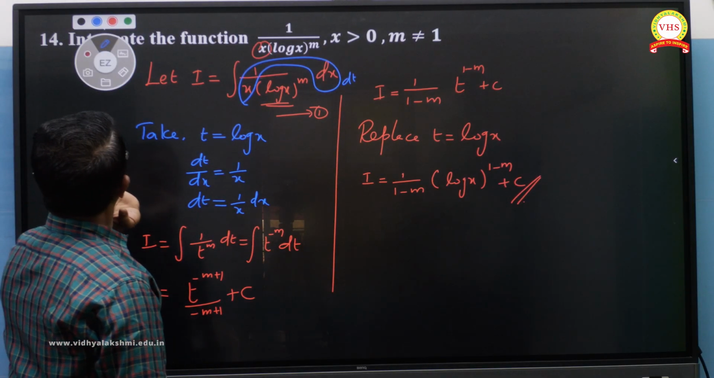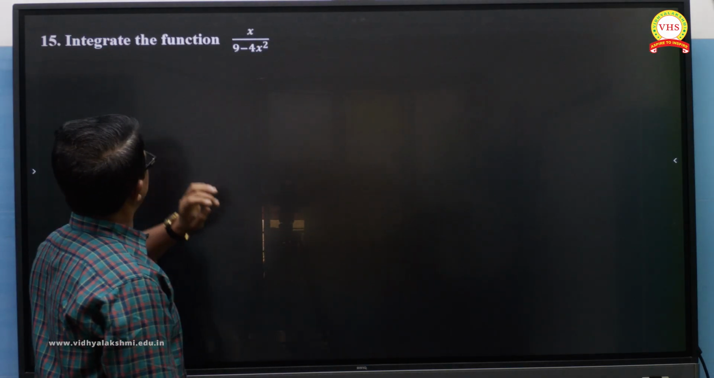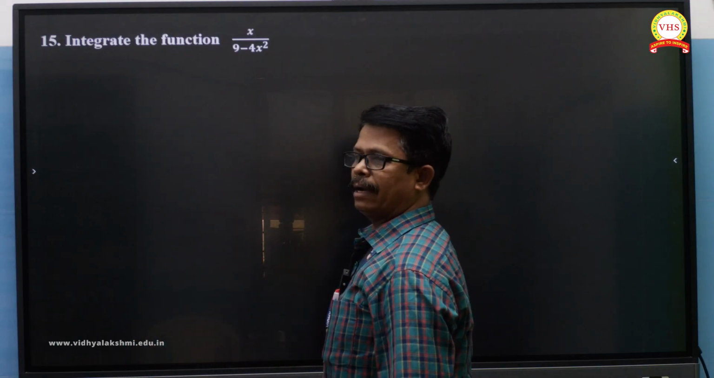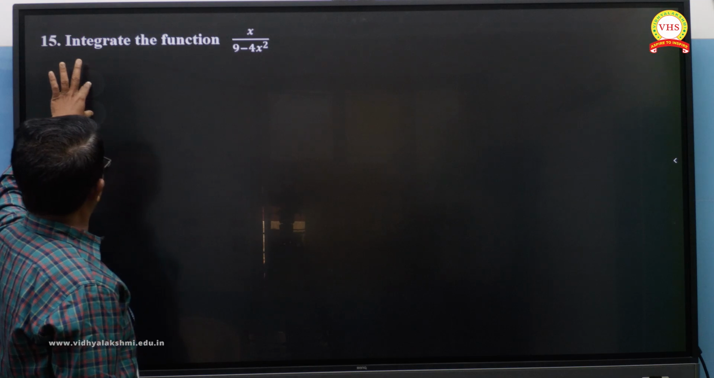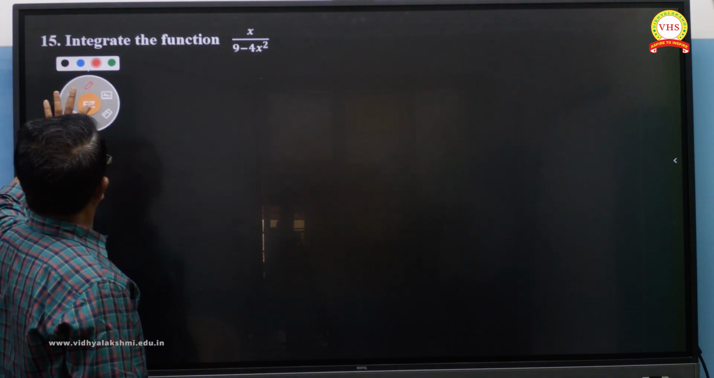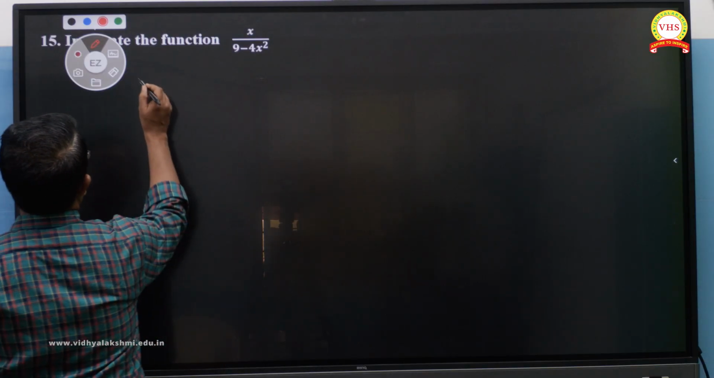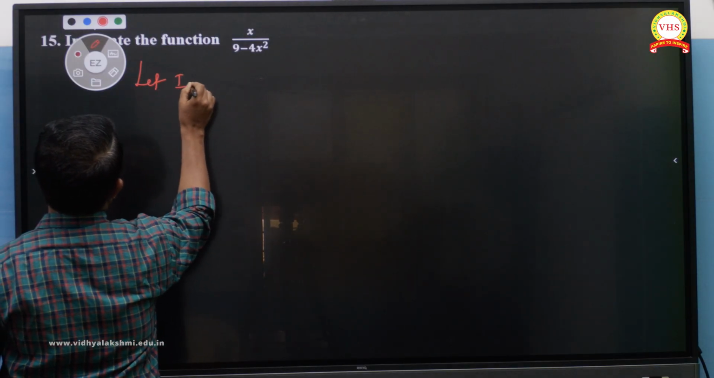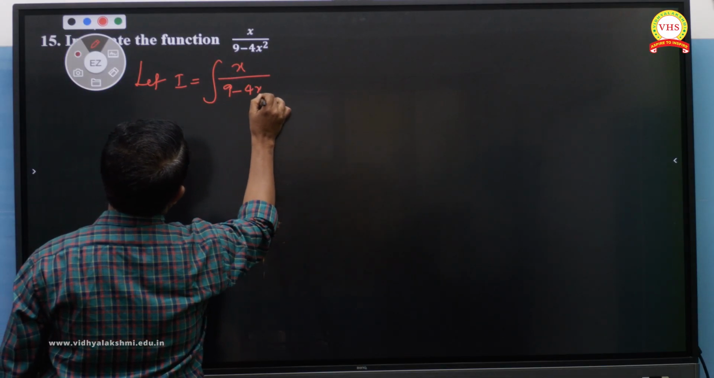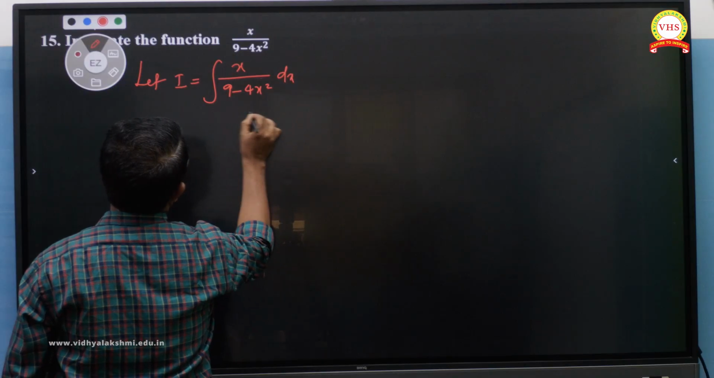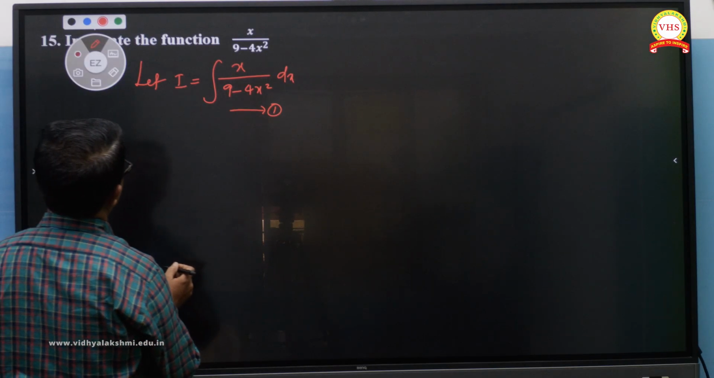Okay, next question number 15. What is question number 15, Kanna? The function is x divided by 9 minus 4x square. I already told you, when you get x square or x cube in the denominator, the numerator should be one power less. Same thing here. Let I equal to integral x divided by 9 minus 4x square into dx. Equation number 1.